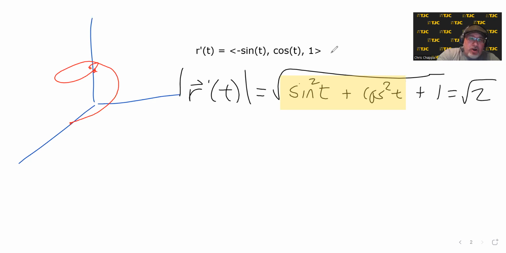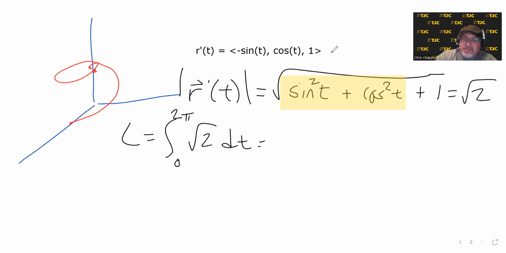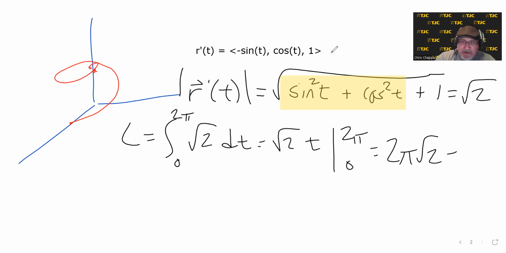But regardless, our arc length is now the integral from the first value of the parameter 0 to the last value of the parameter 2 pi of the expression that we just got, the square root of 2. Well, this suddenly became easy because the integral of a constant is just that constant times the variable being evaluated from 0 to 2 pi. If we put in 2 pi and put it in front, we get 2 pi square root of 2 minus square root of 2 times 0, which is 0. So the arc length is 2 pi square root of 2.